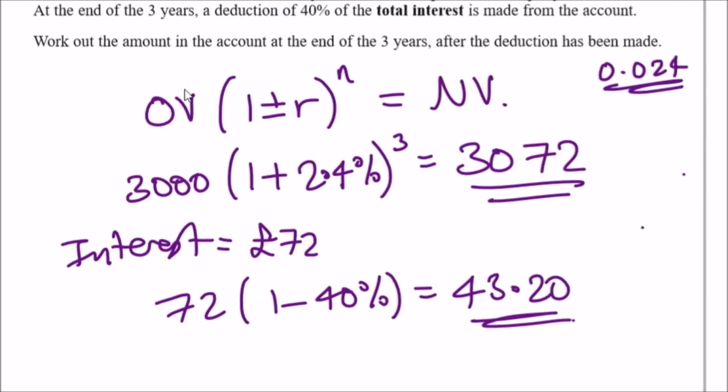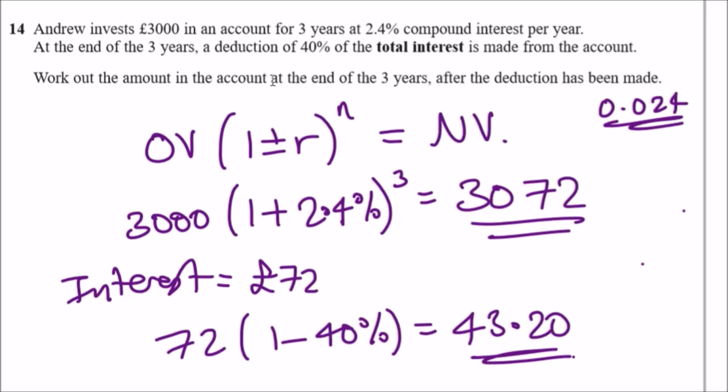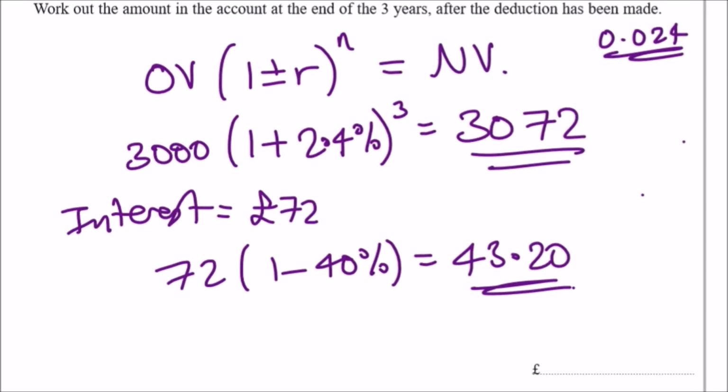So this means that now work out the amount in the account at the end of 3 years after deduction has been made. So the total amount is obviously going to be the original you had, 3,000, plus the new amount after deduction, £43.20. So 3,000 plus this amount should be £3,043.20. Yeah, well done.